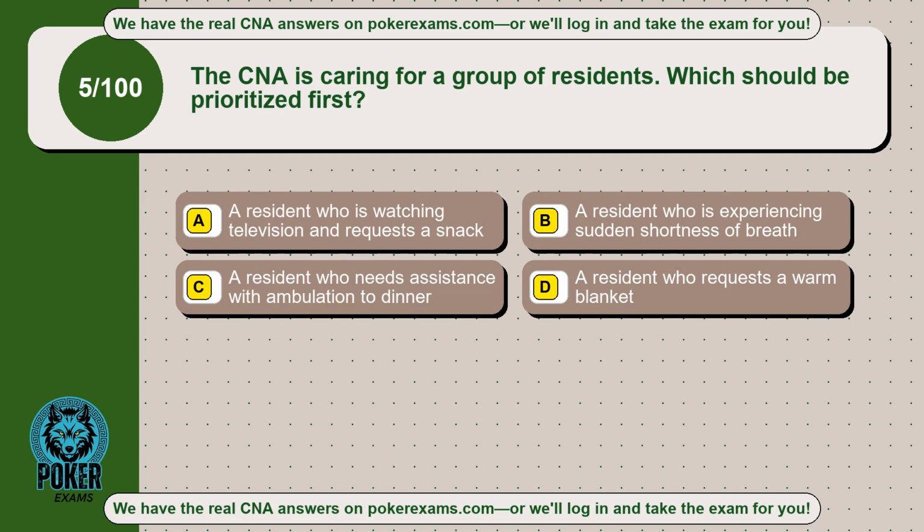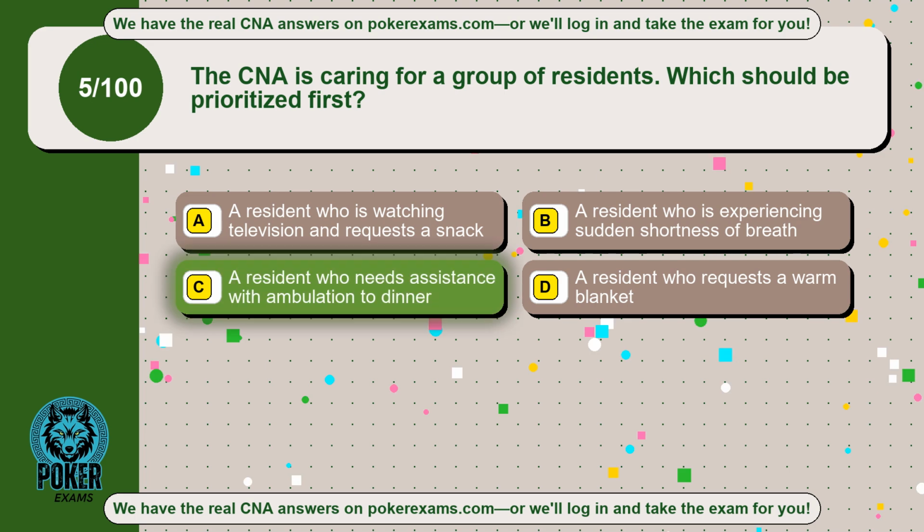Question 5. The CNA is caring for a group of residents. Which should be prioritized first? Option A, a resident who is watching television and requests a snack. Option B, a resident who is experiencing sudden shortness of breath. Option C, a resident who needs assistance with ambulation to dinner. Option D, a resident who requests a warm blanket. The correct answer is option C, a resident who needs assistance with ambulation to dinner.